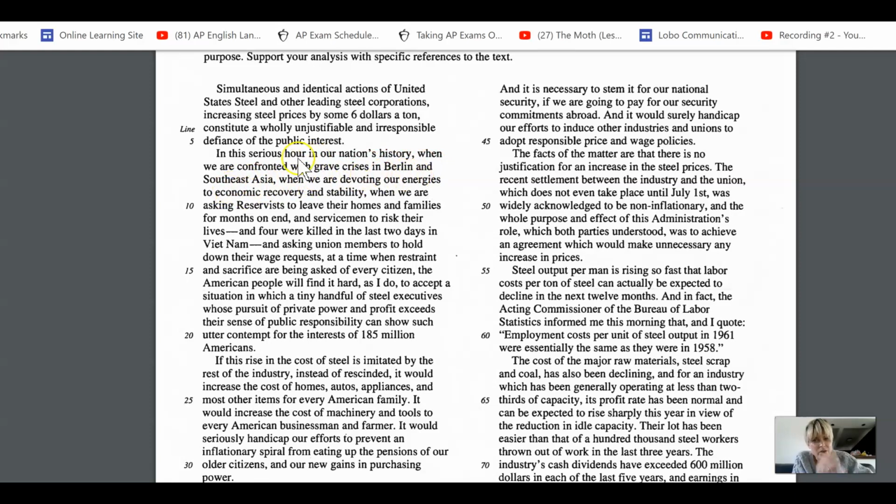what do we notice even in the first line here? Like, in this serious hour of our nation's history. So we're really categorizing our identity with the whole nation here. And it's a serious hour, right? So he's recognizing the context of what's going on. And basically what the steel company is doing in a serious hour is very different than if you characterize it in a different way, right?